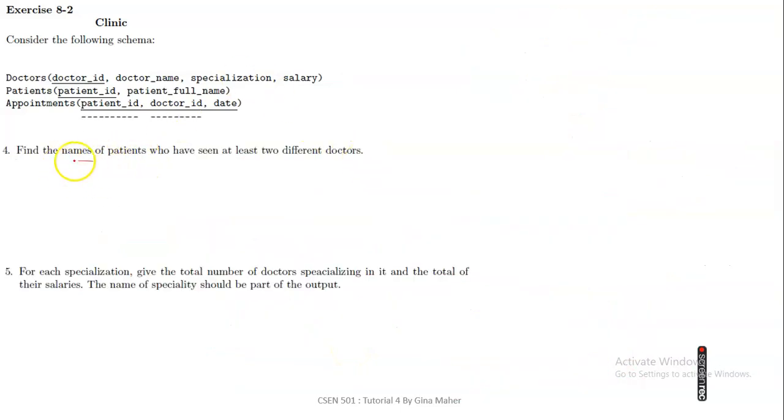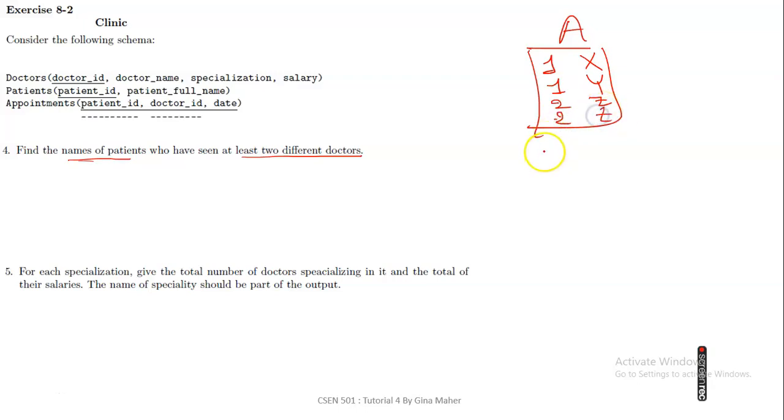Find the name of patients who have seen at least 2 different doctors. So if we have appointments and we have patient 1, Dr. X, patient 2, Dr. Y, patient 2, Dr. Z, patient 2, Dr. Z, for example. We want the patient that has done at least an appointment with 2 different doctors. So in this case, we are going to retrieve patient 2 as output. Okay, how can we do so?